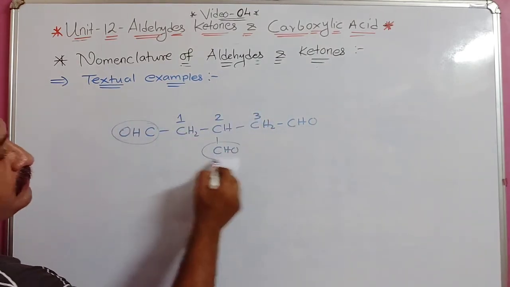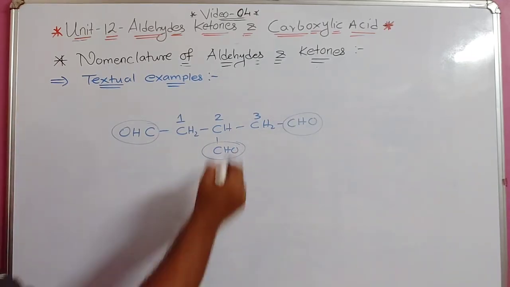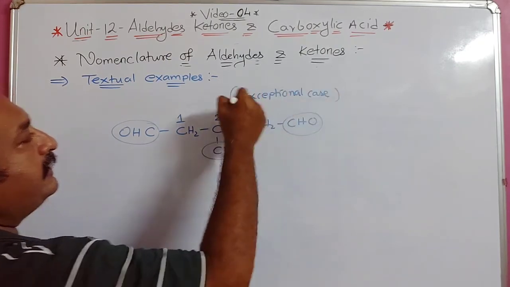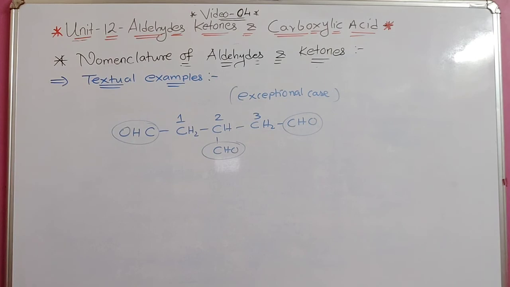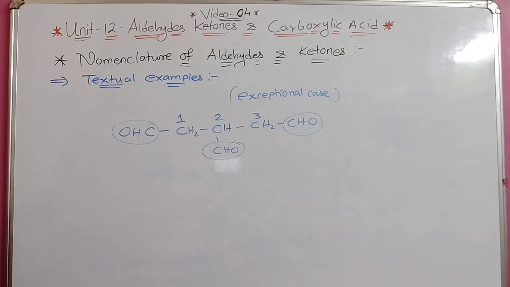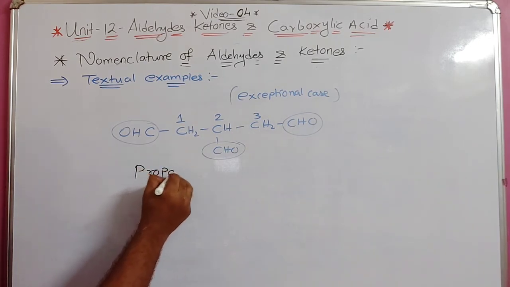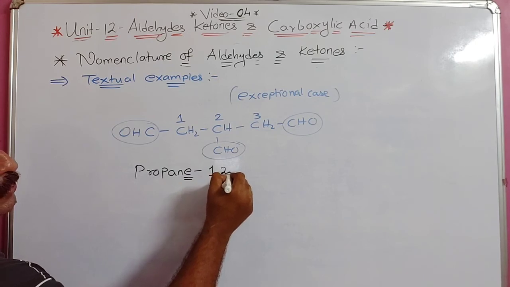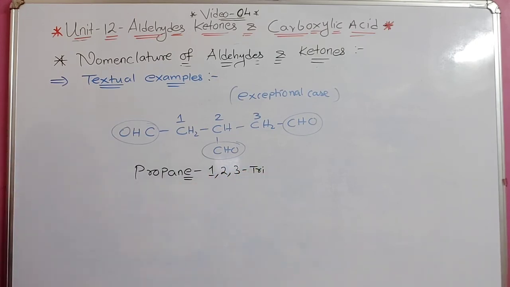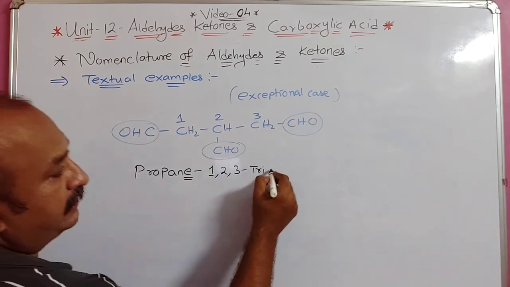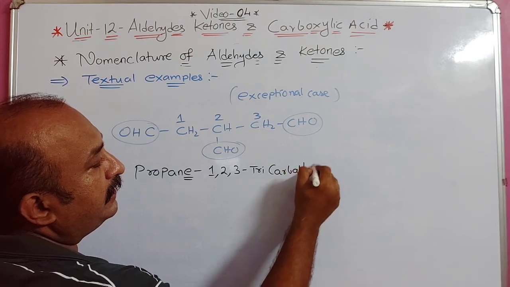Now this is an exceptional case where the aldehyde carbon is not given a number. Here aldehyde carbons are not given number 1, but instead, who is given number 1? We will see these 3 carbons. So 1, 2, 3 means it is propane. What is the word? Propane. Now here, from propane, E is not eliminated. It is considered and taken. 1, 2, 3 tri. The word is what? 1, 2, 3 tricarbaldehyde. What is the word? Carbaldehyde.